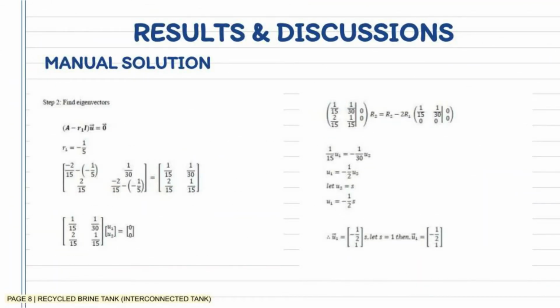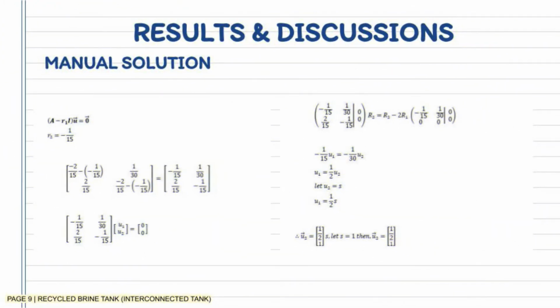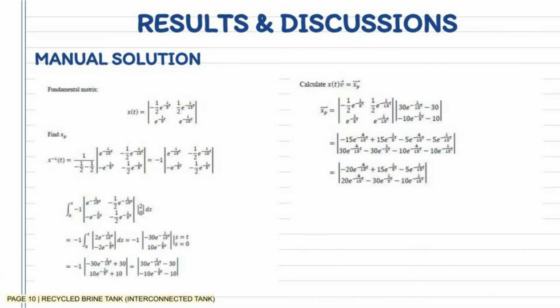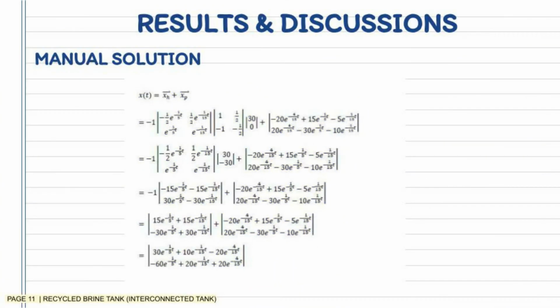As this problem is a homogeneous linear system, we proceed to the next step where we are required to find the particular equation using variation of parameters. As we get the particular equation, now we can find the general solution for both tank X and tank Y.